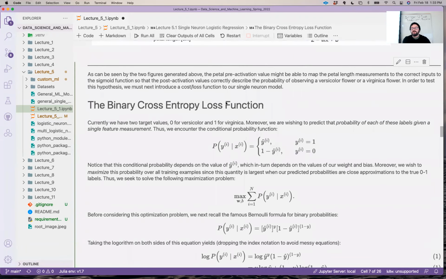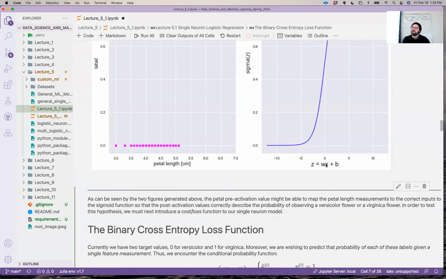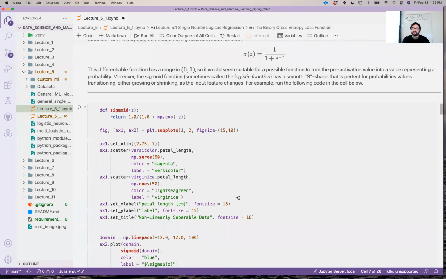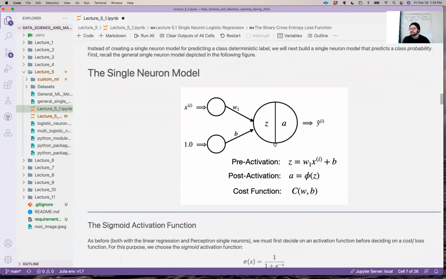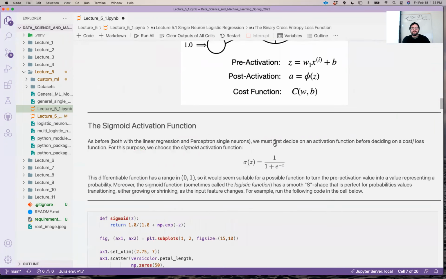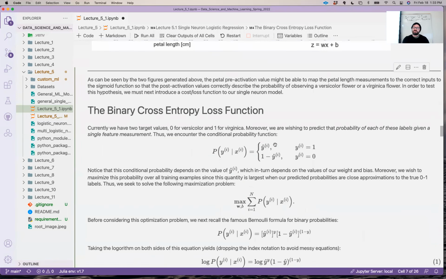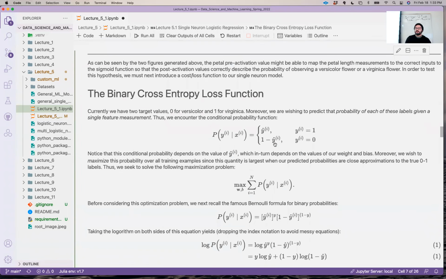In order to find those weights and biases that will map the input to the appropriate domain for the sigmoid function, we need a loss function. In order to train anything, we also need that loss function or the cost function. That's the thing that we optimize. So what's the cost function that we're going to use, or loss function?